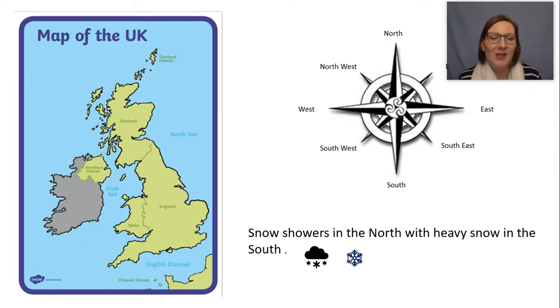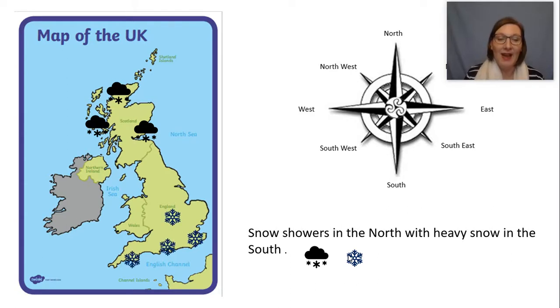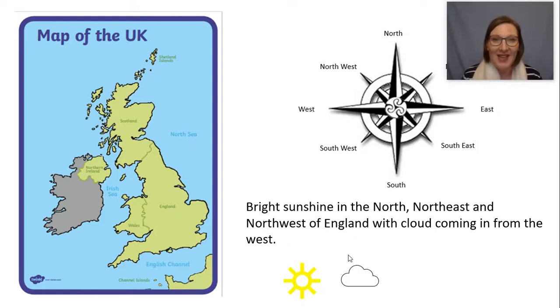Excellent, welcome back. So, snow showers in the north, heavy snow in the south. Where would the north be? There it is. So I've got snow showers in the north, and then I've got heavy snow in the south, all down at the bottom there. Brilliant. Well done. Did you get the same?